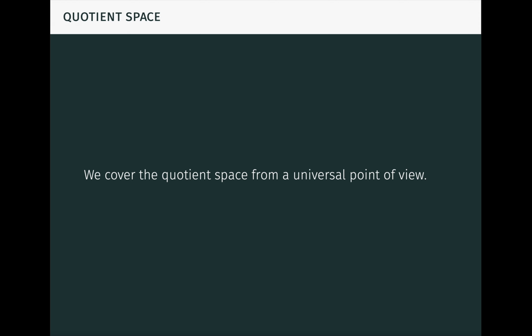In this video, we're going to cover the quotient vector space from a universal point of view. I'm assuming you've seen vector spaces and linear maps before. I'm also assuming you've probably seen the quotient space before, since it's covered in many introductory linear algebra courses. But in this video, we're going to focus on its universal property, which will better prepare us to understand the tensor product later. Let's get started.